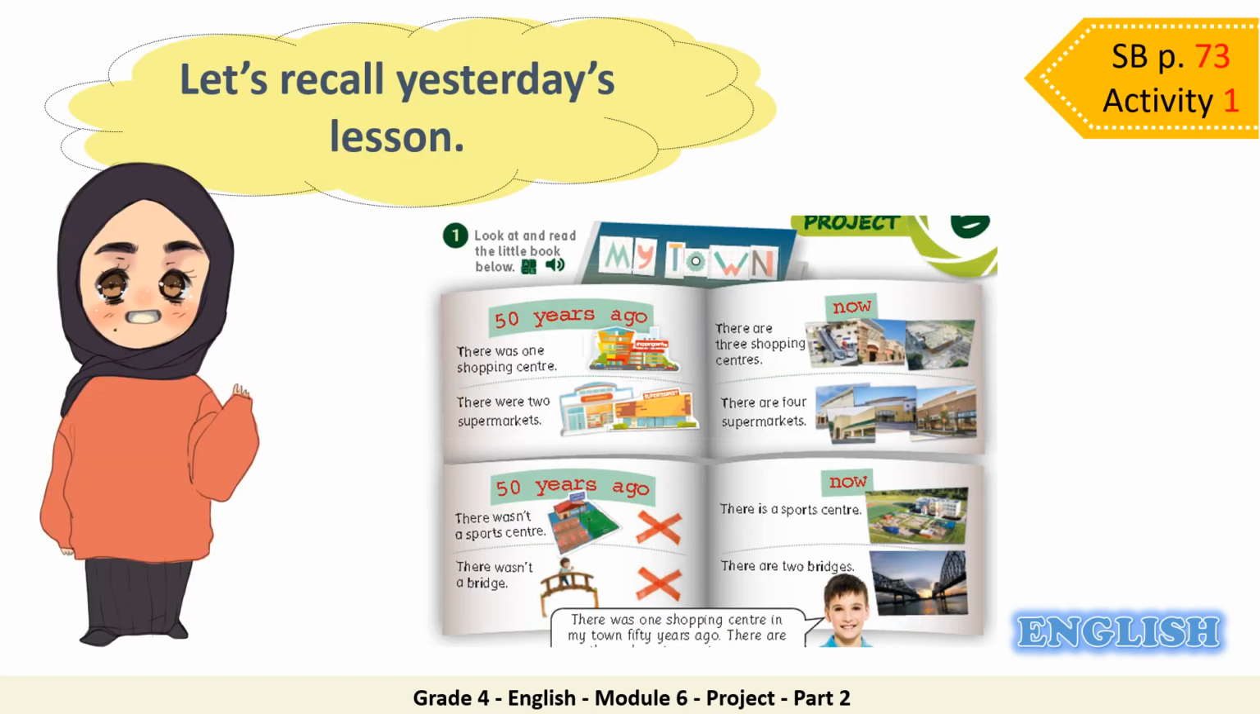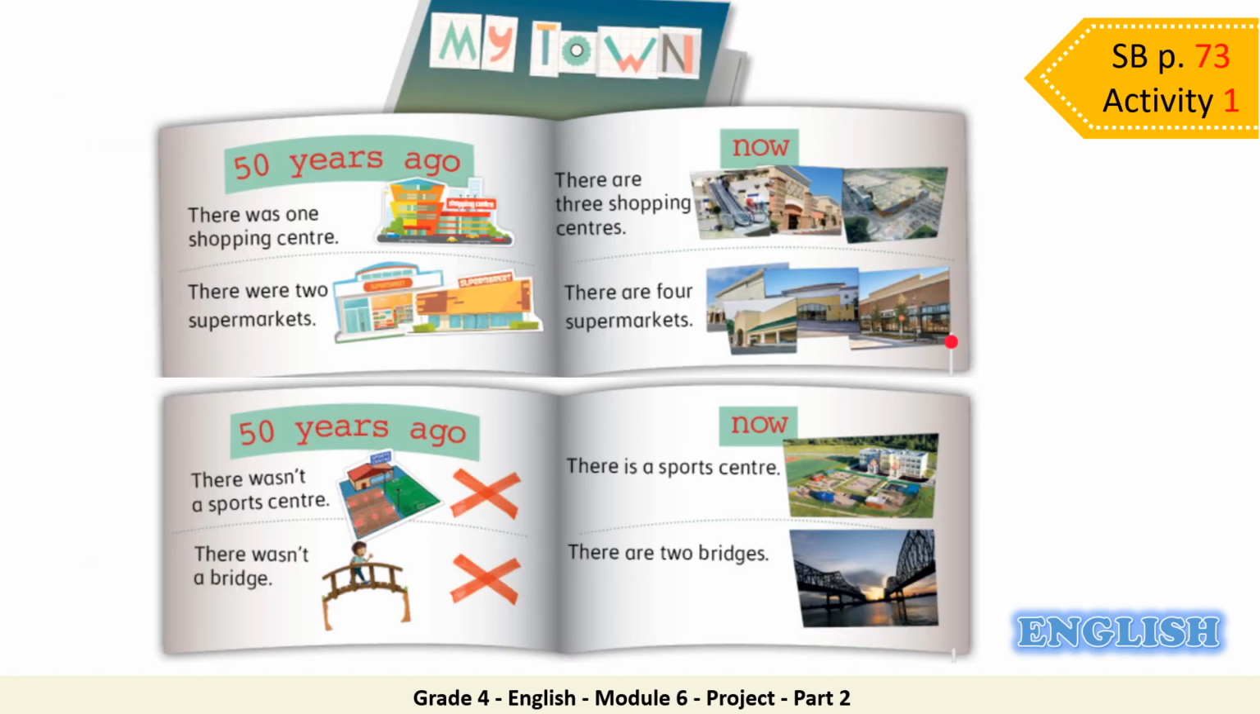Now refer to student book page 73, activity 1, and let's recall yesterday's lesson. In the previous lesson, we read a little book about a town. The little book compared a town 50 years ago and now. It compared it in the past and now. And today, you are going to make a little book about your town 50 years ago. Make sure you are ready.